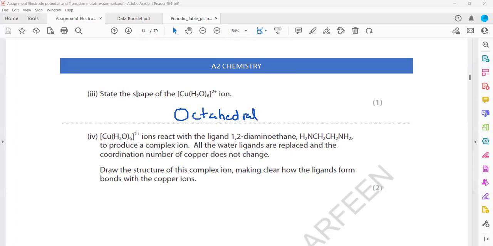Then we have a complex of copper which reacted with 1,2-diaminoethane. So it's a bidentate. Like this water is a monodentate ligand. It is replaced by bidentate to produce a complex. All water are replaced. Draw the structure of this complex. Make clear how the ligands form the bond with the copper.